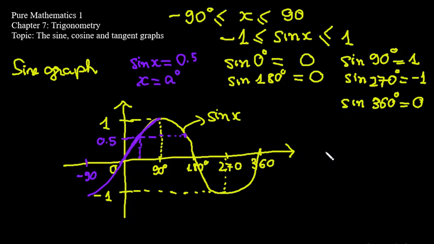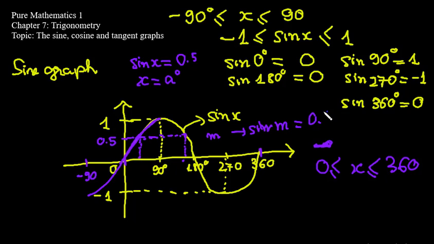Now if we extend the range to 0 less than or equal to x, smaller than 360, when you have sine x equal to 0.5, you will have two values of x, because the line at 0.5 cuts the graph twice from 0 to 360. At this point we have another angle, which is called angle M. This angle would have a sine M equal to 0.52. So by looking at the graph, you can identify how many roots you will have for a function.